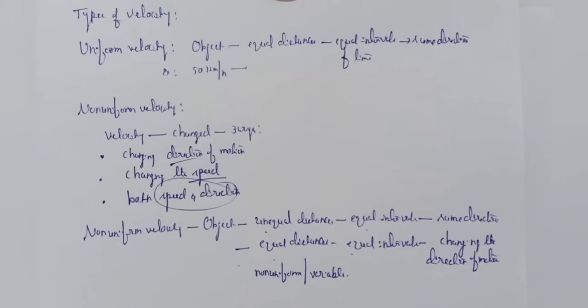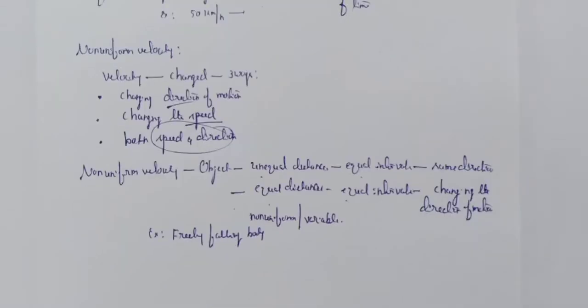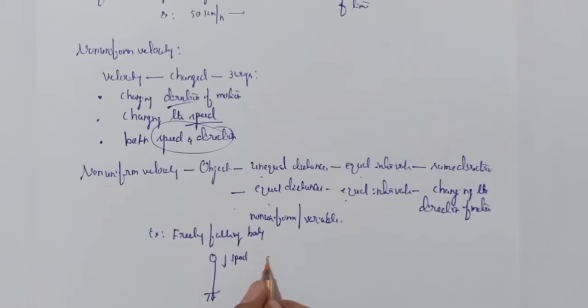So we can give the example of the freely falling body. When the body is falling freely, the speed of the body increases as it approaches the ground due to the acceleration due to gravity. So as the speed of the body increases, it covers unequal distances in every successive second. So it is covering unequal distances in equal intervals of time. So the freely falling body is an example of non-uniform velocity.